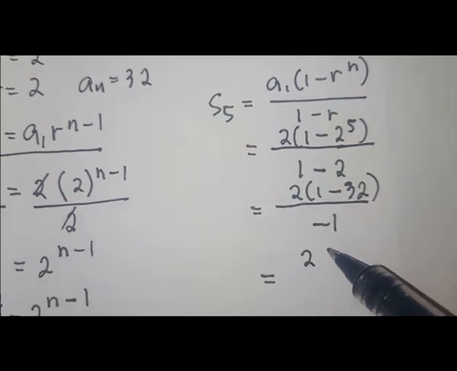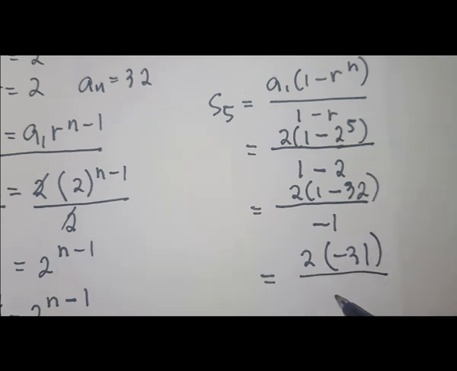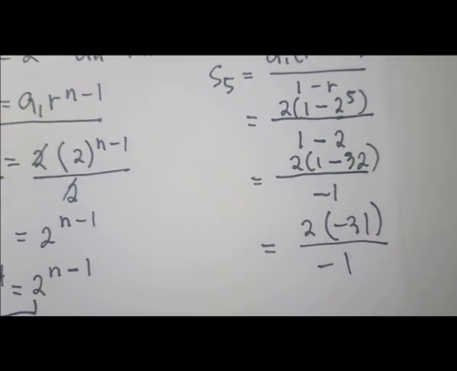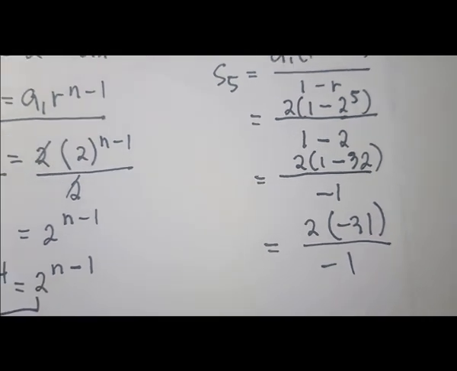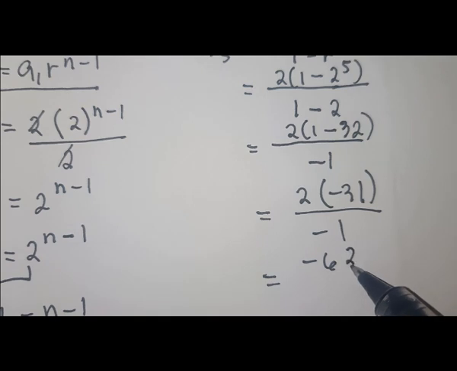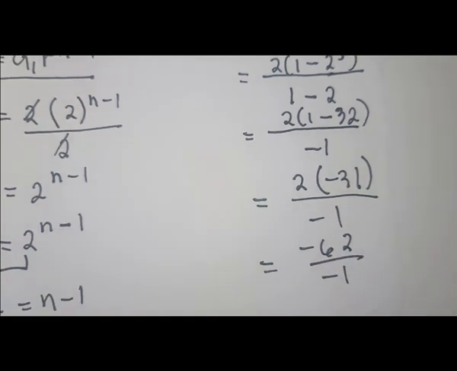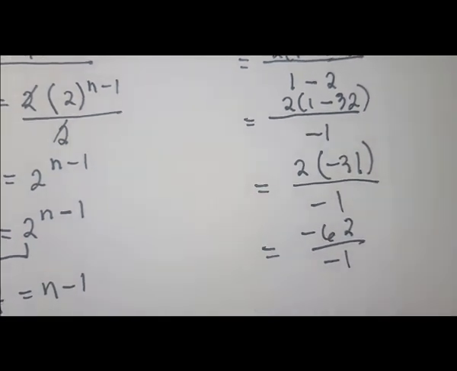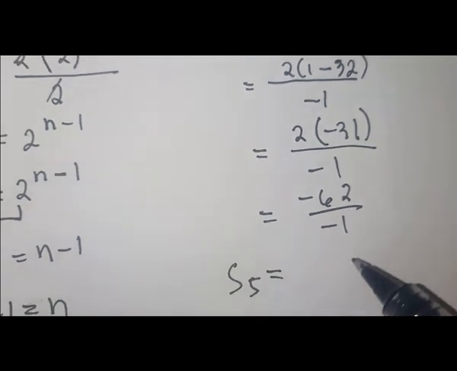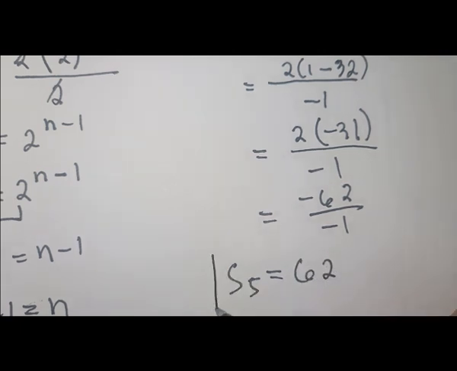So we have here 2 times 1 minus 32, we have negative 31. Okay po, negative 31 over negative 1. Okay, so next, we have 2 multiplied by negative 31. It will give you negative 62 over negative 1. So, negative divided by negative, therefore, yung sum ng sequence natin, or S sub 5, is equal to positive 62.